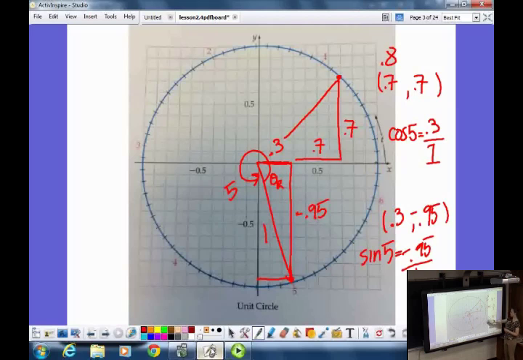So if we see this point of 3/10, negative 95/100, what's another relationship that we can see? What can we call this 3/10 instead of 3/10?